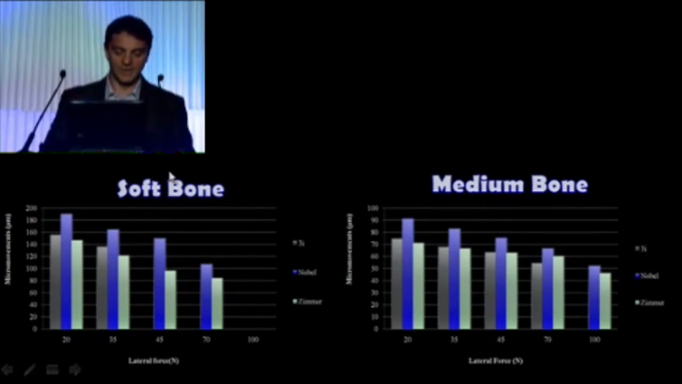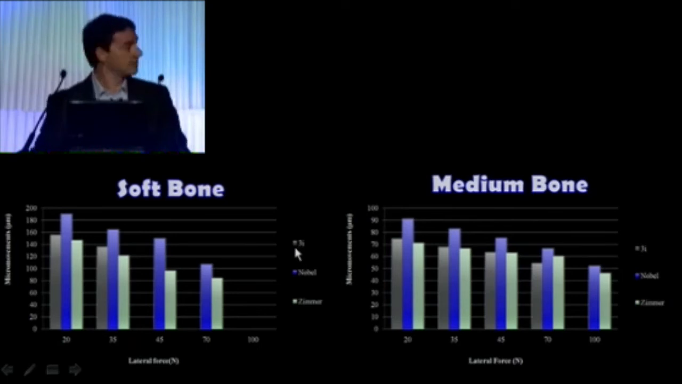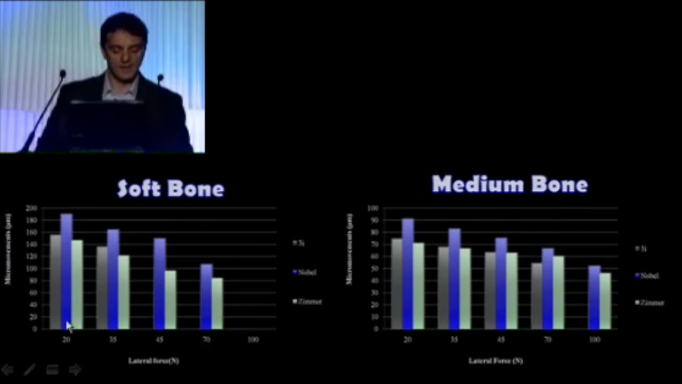So first of all, let's focus on soft bone. And you can see you have 3i here, the standard 3i Brånemark-like, the Nobel Active, the new shape, and the Zimmer, the old Screw-Vent, tapered Screw-Vent. And here you can see the lateral force, this is the insertion torque, 20, 35, 45, 70, and 100 insertion torque. And this is the micro movement that we measured for each of these groups.